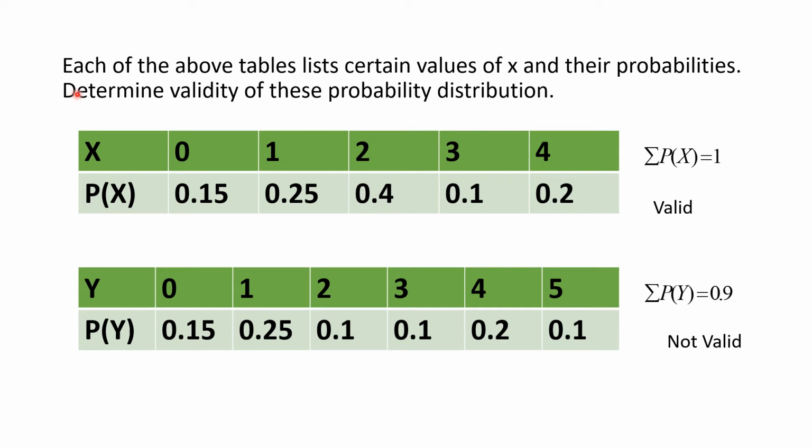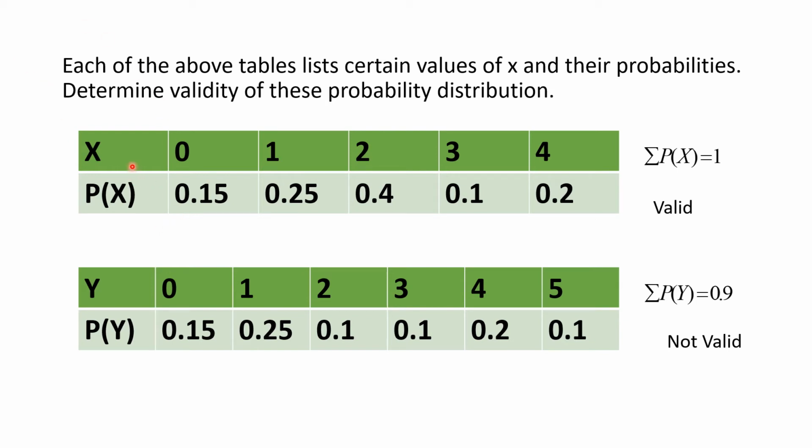So over here, each of the above tables lists certain values of x and their probabilities. So we are trying to determine the validity of this probability distribution. So bear in mind the two concepts. Your probability has to be between 0 and 1. And the sum of all the probabilities of the possible outcomes for an event has to be 1. Okay?